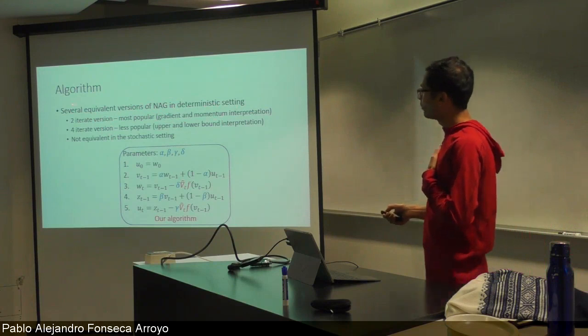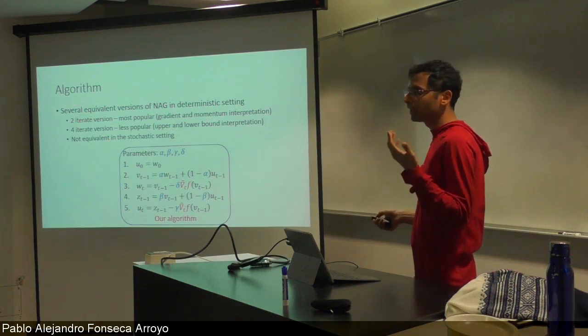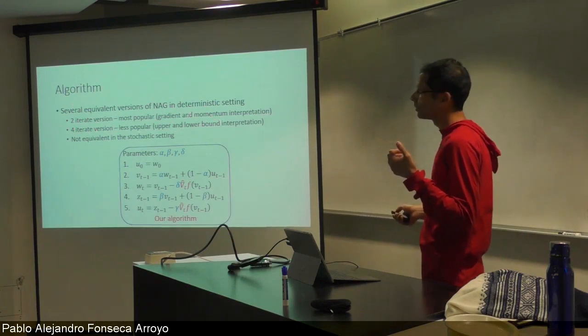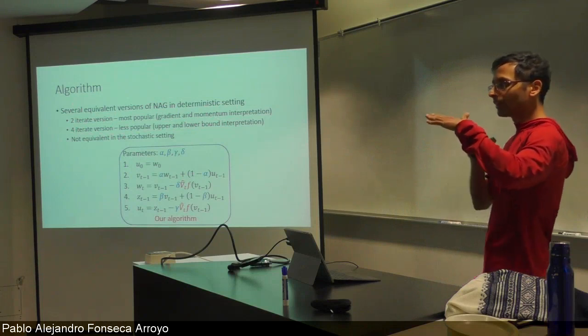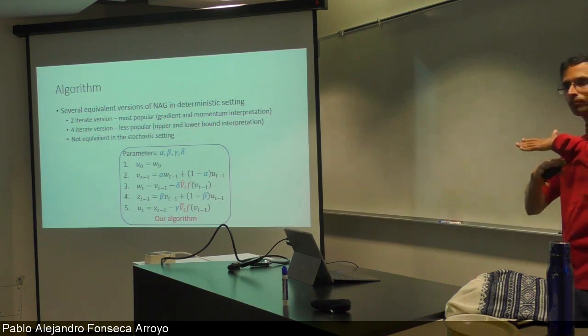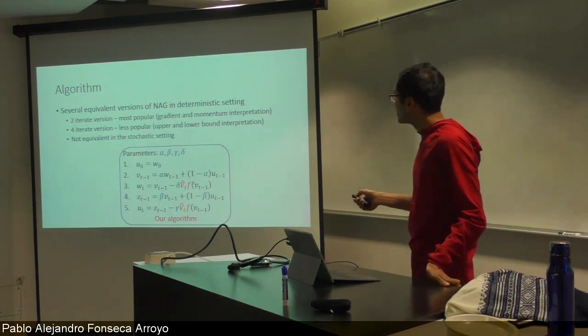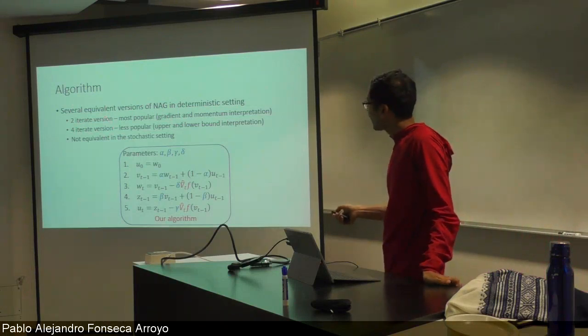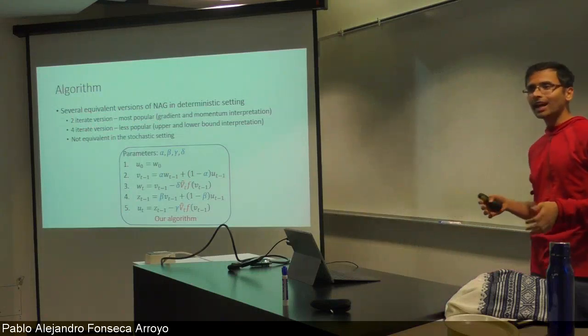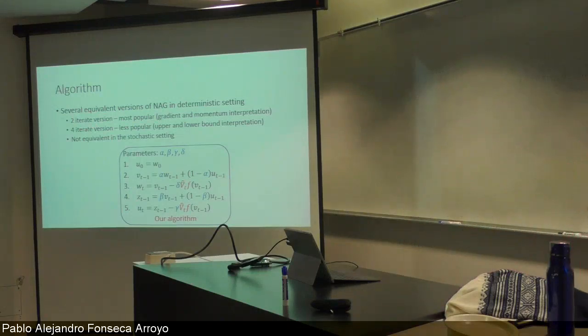Whereas there are also other ways to write Nesterov's accelerated gradient descent in the deterministic setting, and one of them is this 4-iterate version, which has this interpretation of upper and lower bounds. So you have a primal, and then you have a dual, and you are trying to minimize the difference between the upper bound and the lower bound. And you can also think of Nesterov's accelerated gradient descent as trying to do this. And there is a different 4-iterate version. In the deterministic setting, both of these algorithms are exactly the same. Whereas if you replace gradients with stochastic gradients, the algorithms become completely different. They're no longer the same.